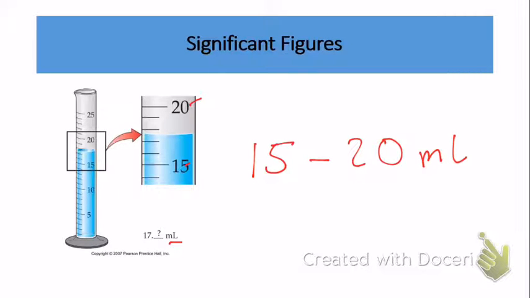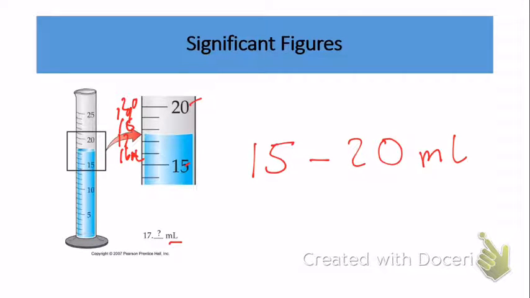The next hash mark, what do you think? Is it going up by 1? So this could be 16, 17, 18, 19, 20. And it looks like that's correct. It's going up by 1s. So we know that this is 16 milliliters. This is 17 milliliters, 18, 19, and then that 20.